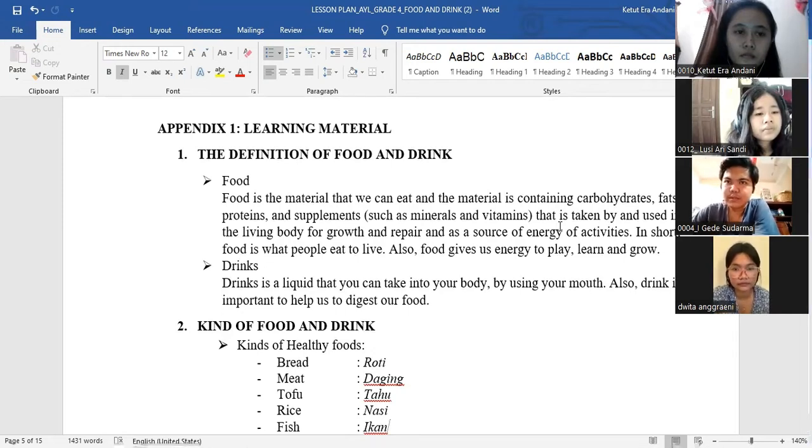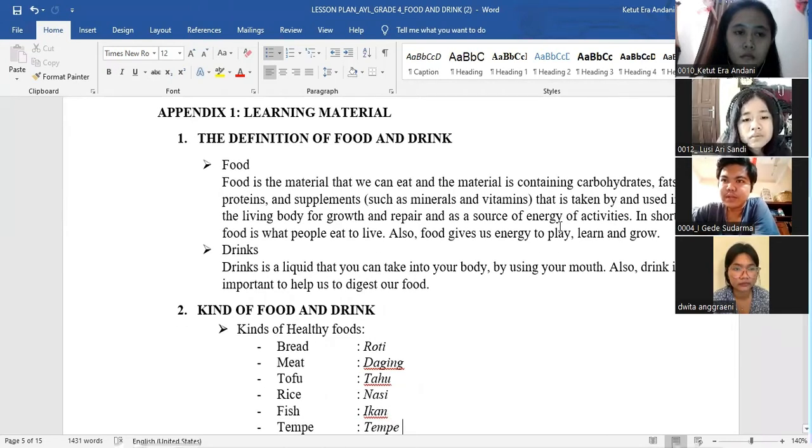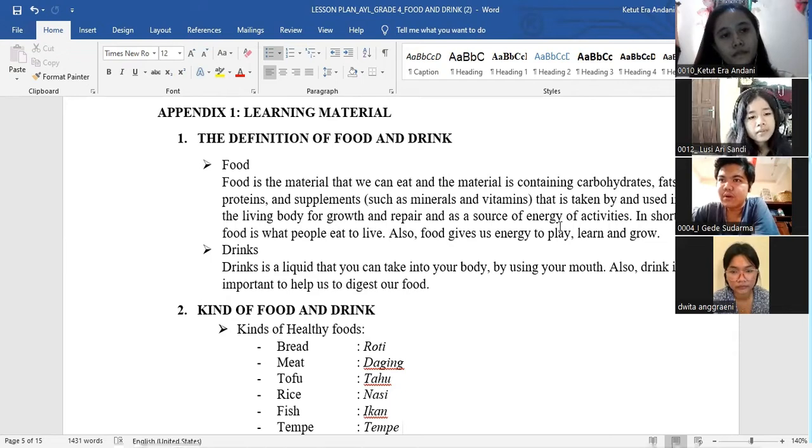The first is Appendix 1. It is about learning materials. First, the definitions of food and drink. Food is the material that we can eat, and the material is containing carbohydrates, fats, protein, and supplements such as minerals and vitamins that is taken by and used in the living body for growth and repair and as a source of energy or activities. In short, food is what people eat to live. Also, food gives us energy to play, learn, and grow.